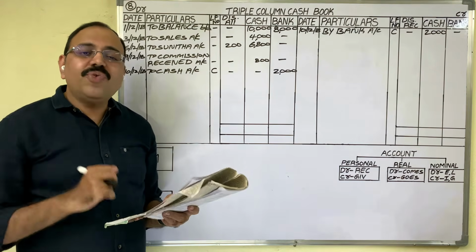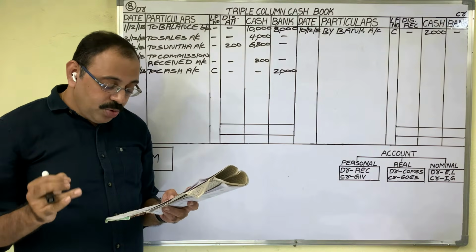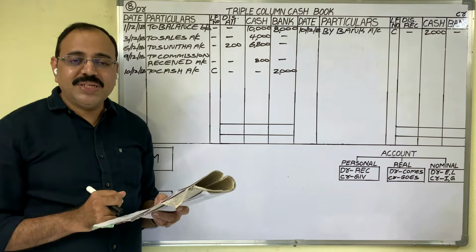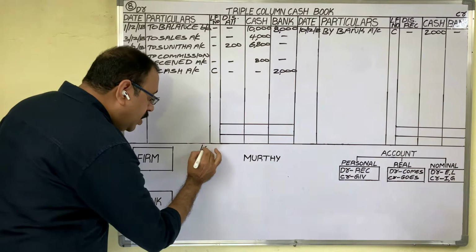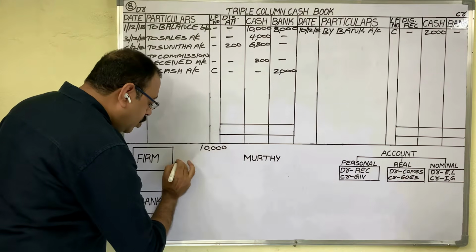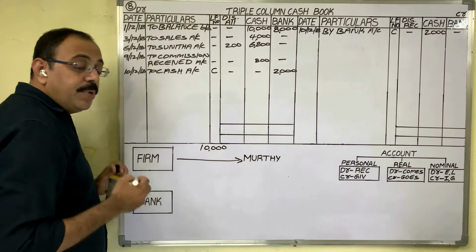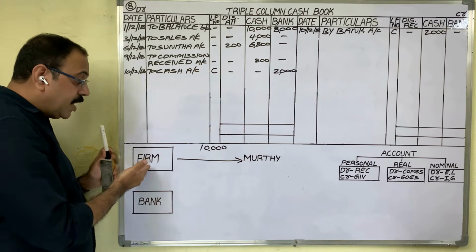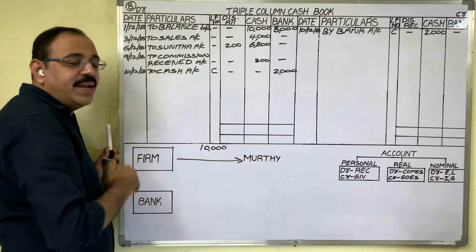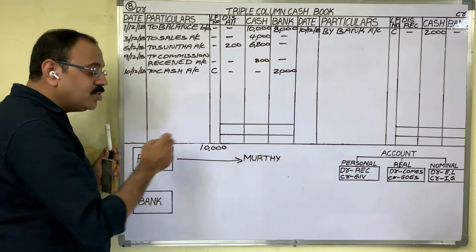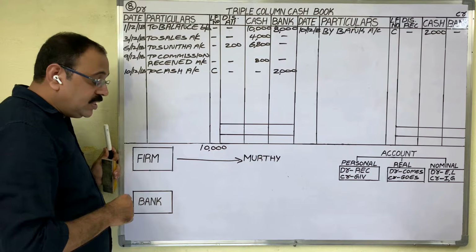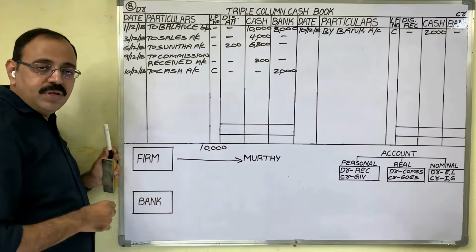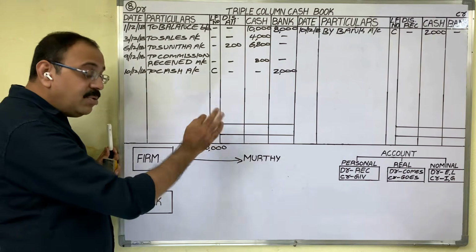Next transaction is on 14th date. Check issued to Murthy 9600, discount received 400 rupees. Firm has to pay 10,000 rupees to Murthy. Why? Because the firm is liable to him. Once the firm may have purchased goods from him on credit, purchase value 10,000 rupees. Otherwise, once the firm has taken a 10,000 rupees loan from Murthy. On 14th date, the firm is settling Murthy's account.